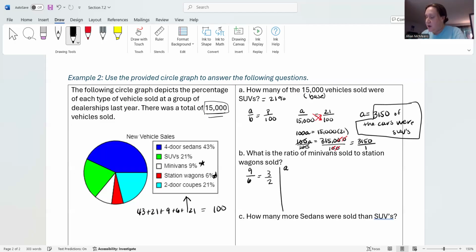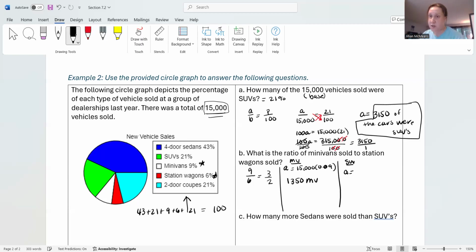So the amount of, let's do minivans first. The amount of minivans, well, it's going to be 15,000 because that's the total number of vehicles times whatever percentage we have for minivans, which is 9%. So I'm going to take 15,000, multiply it by 0.09, and we get that there were 1,350 minivans sold.